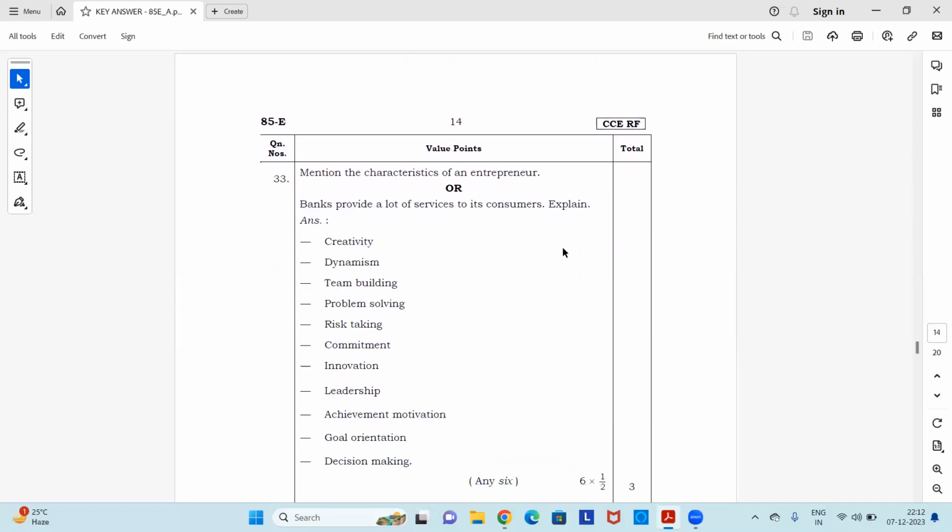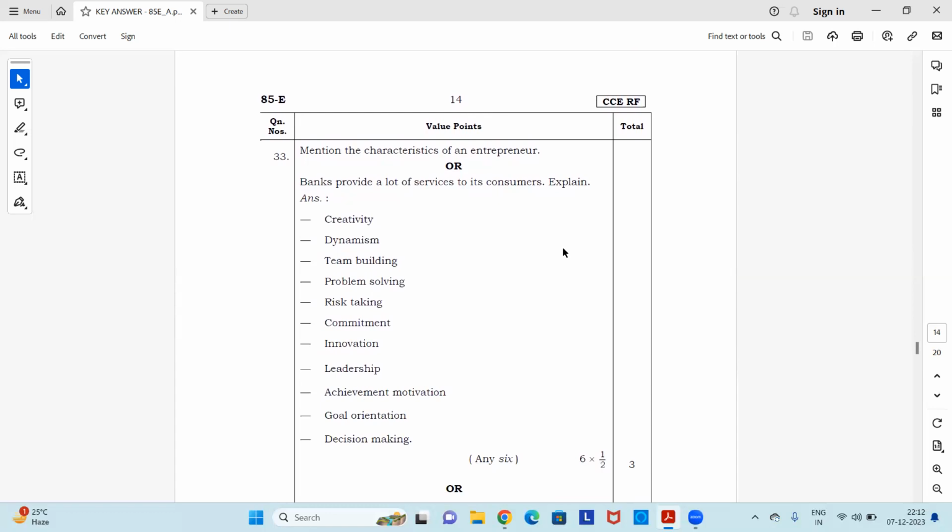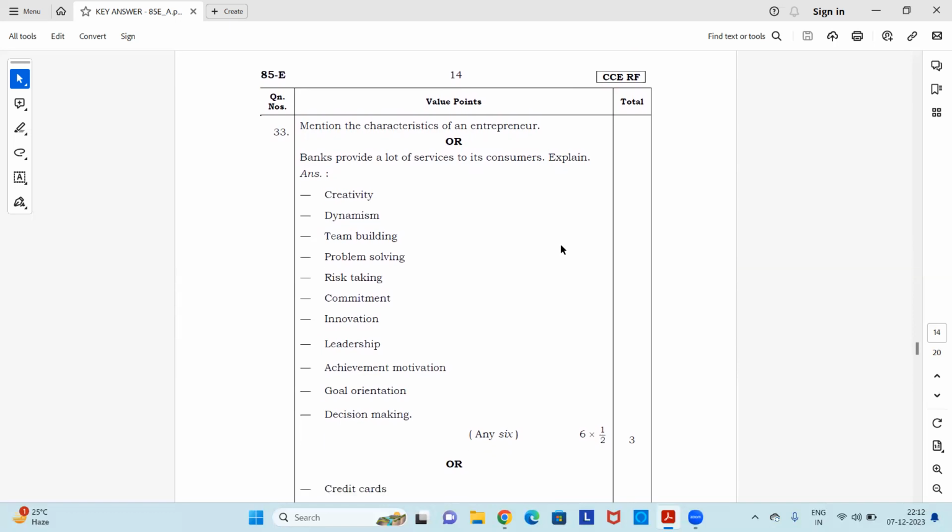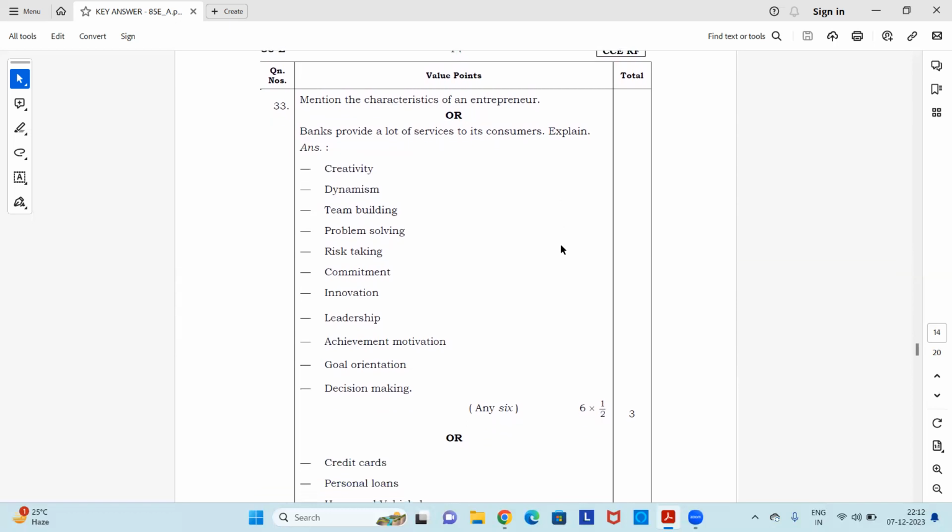Moving to the next one, again you have an option here. Mention the characteristics of an entrepreneur, or banks provide a lot of services to its consumers. Explain. First one, characteristics of an entrepreneur: creativity, dynamism, team building, problem solving, risk taking, commitment, innovation, leadership, achievement motivation, goal orientation, and decision making. These are just the key points. You can elaborate and define each in one sentence so that you get proper marks for it.